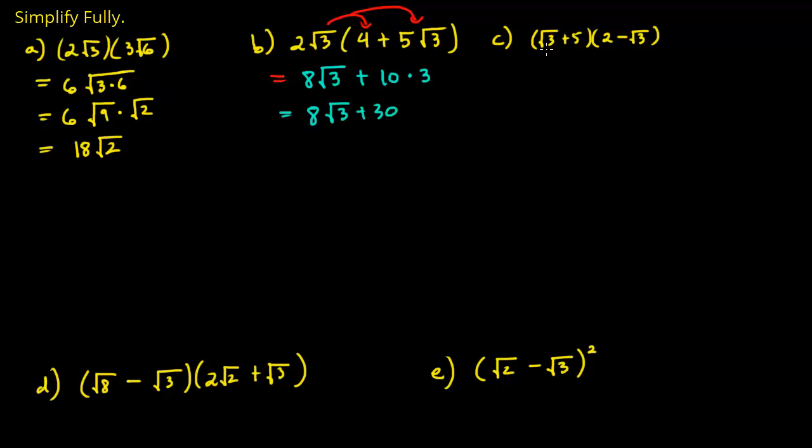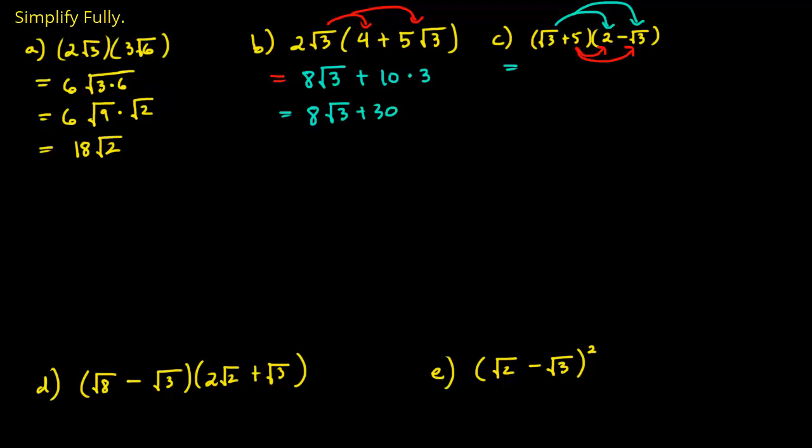In the next example, we're asked to multiply root 3 plus 5 times 2 minus root 3. Here it might be tempting to try to add root 3 and 5, or subtract root 3 from 2, but you can't if you want to keep it in exact form. So I actually need to expand these and treat them as though they're binomials. First I'm going to multiply root 3 times 2, and then root 3 times negative root 3, followed by 5 times 2, and 5 times negative root 3.